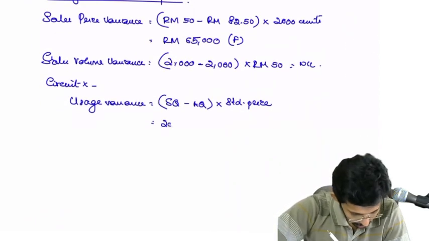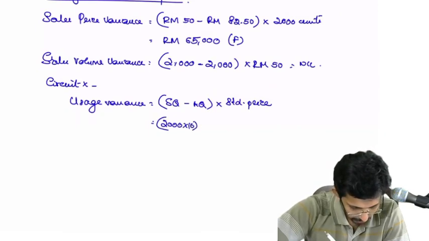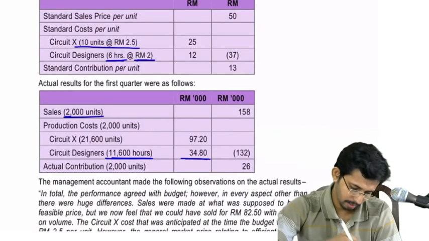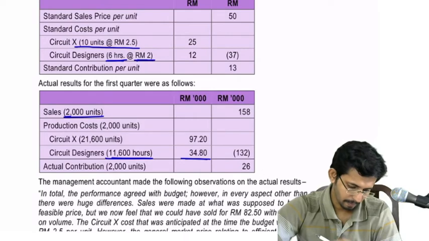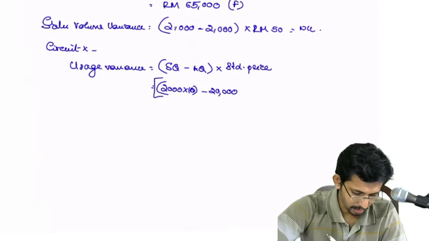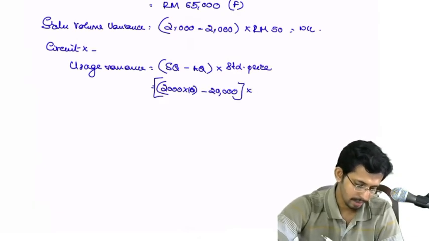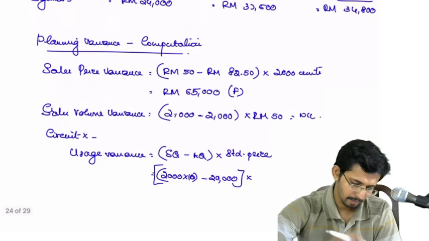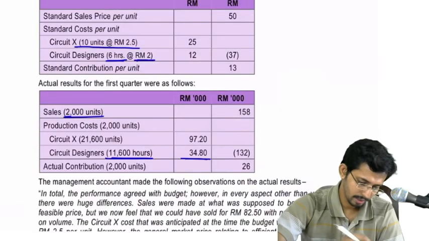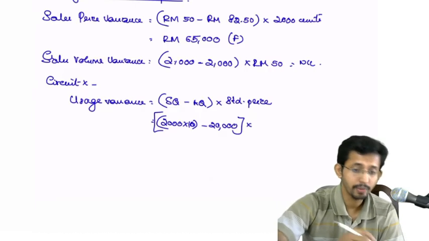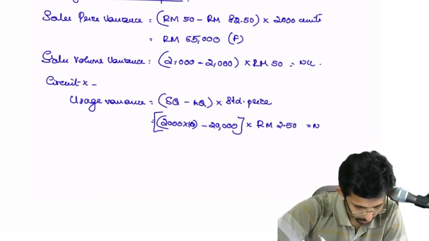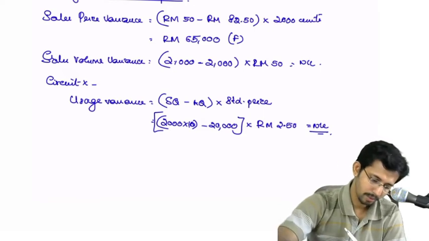So 2000 into 10 minus 20,000. Is it minus 20,000? Yes, because we have already computed. 20,000 into standard price. What is the standard price? Sorry, standard price is RM 2.5. So this is nil.